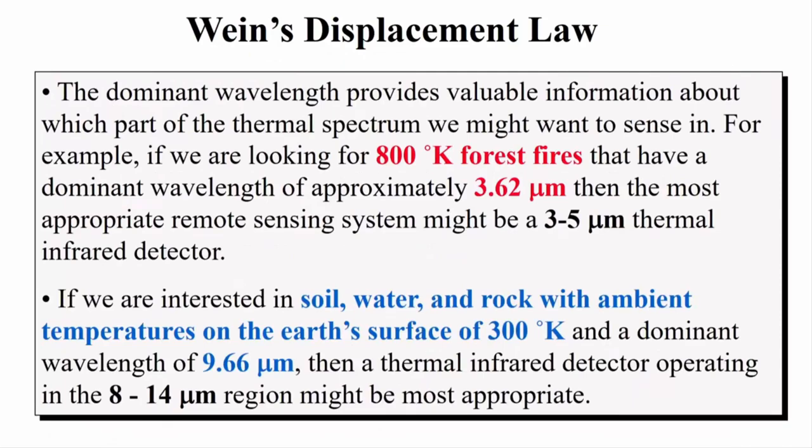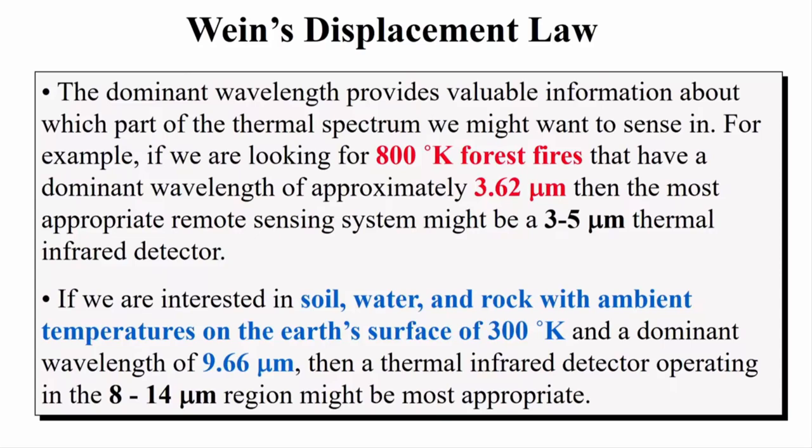And suppose one wants to do a drone-based survey to find the temperature information. We can also find out the most suitable wavelength range which could be used in thermal remote sensing with the help of a drone-based survey or airborne earth observation. So the dominant wavelength provides valuable information about which part of the thermal spectrum we might want to sense in.